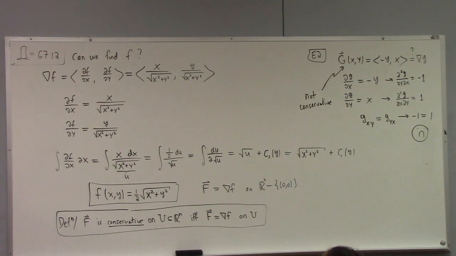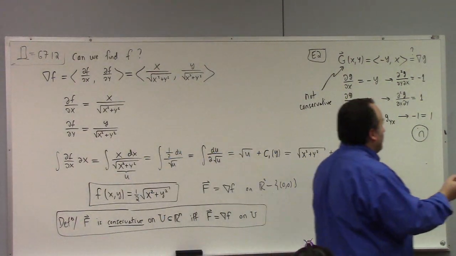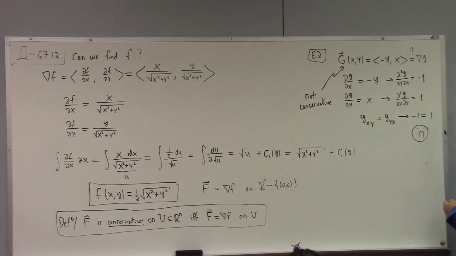Here's the definition. You could define these in 2 dimensions, I suppose, but I'm going to stick with a 3-dimensional definition. So let F equal F1, F2, F3, I'm going to use these for the components of it, and let G be another vector field, G1, G2, G3.